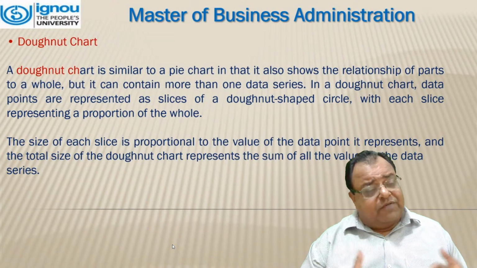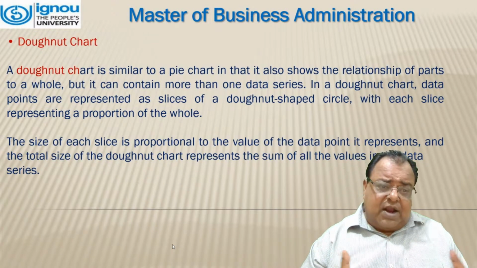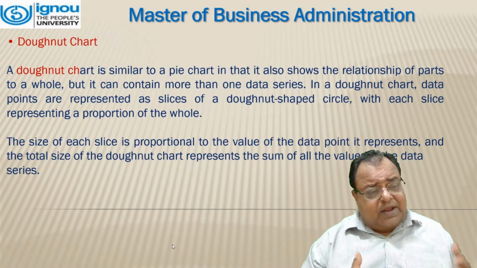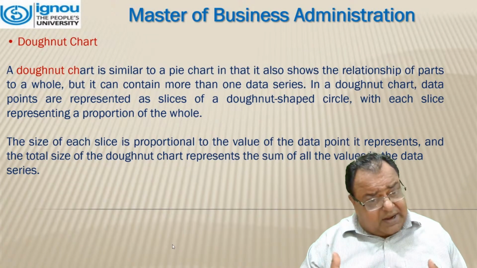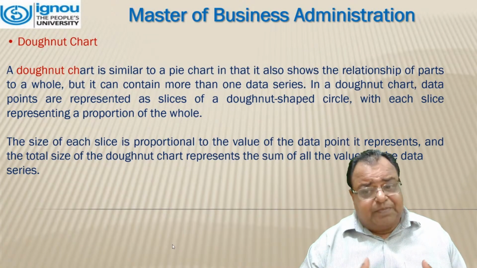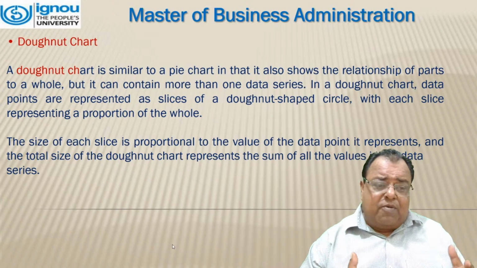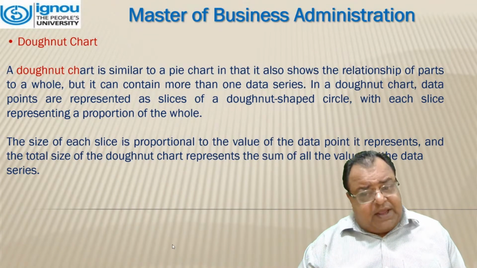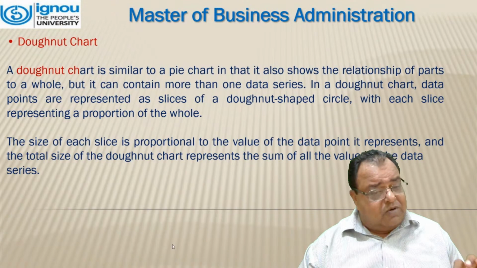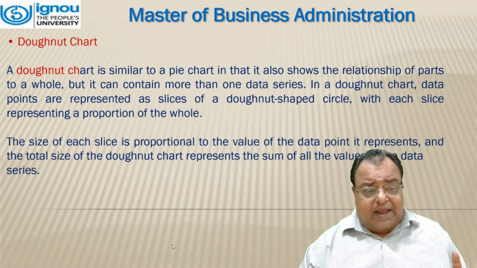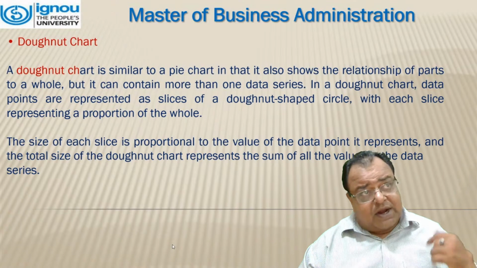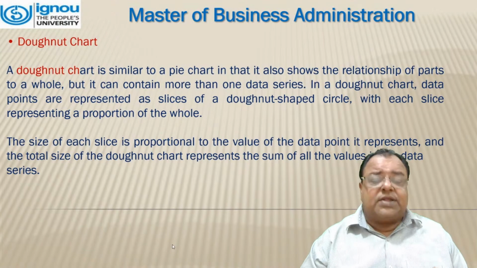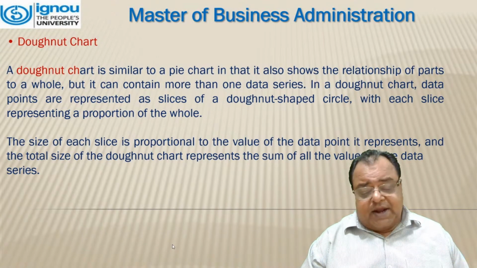Then comes the doughnut chart. A doughnut chart is similar to a pie chart in that it also shows the relationship of parts to a whole, but it can contain more than one data series. In a doughnut chart, data points are represented as slices of a doughnut-shaped circle, with each slice representing a proportion of the whole. The size of each slice is proportional to the value of the data point it represents, and the total size of the doughnut chart represents the sum of the values in the data series.